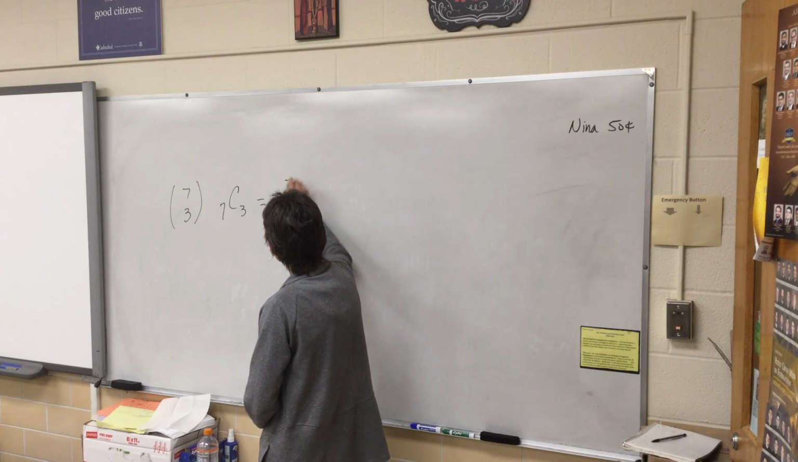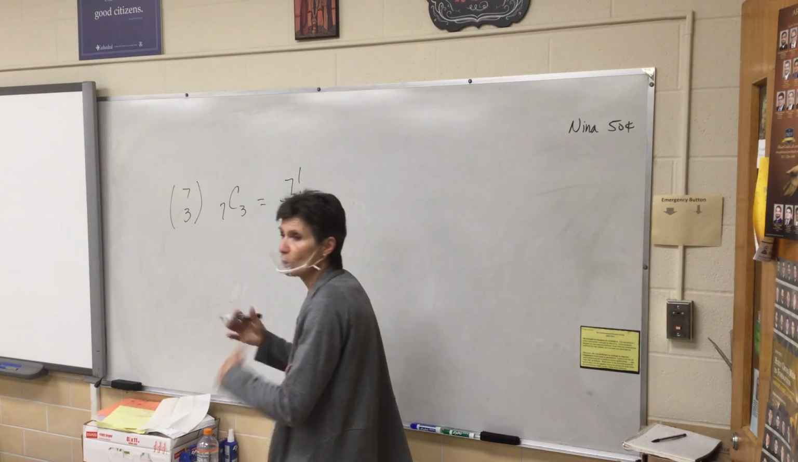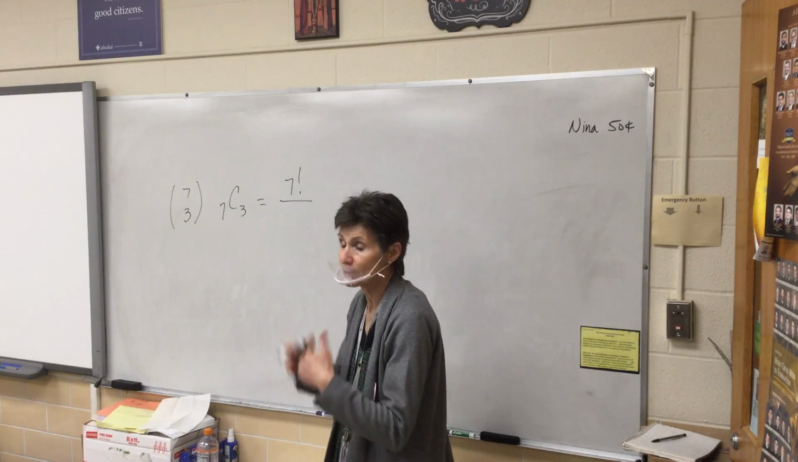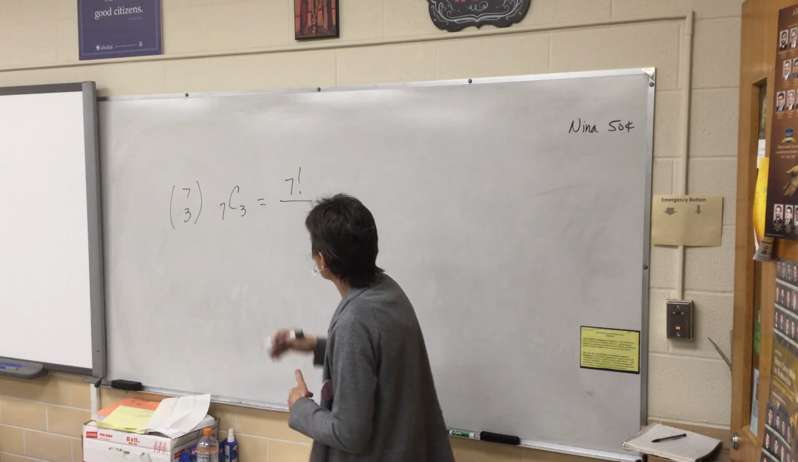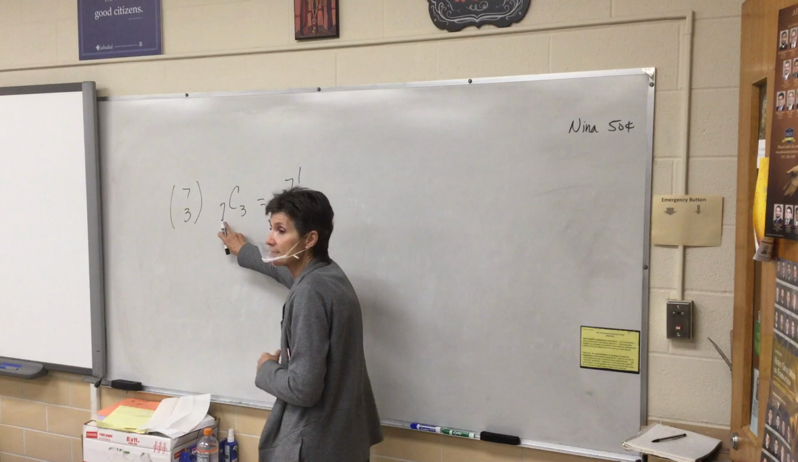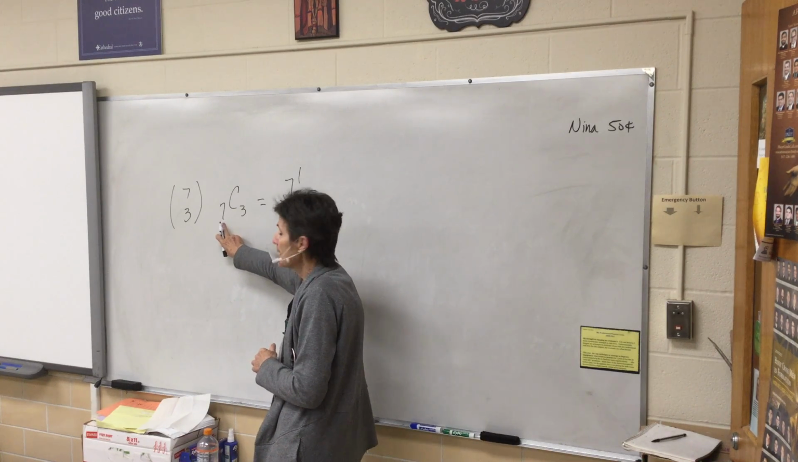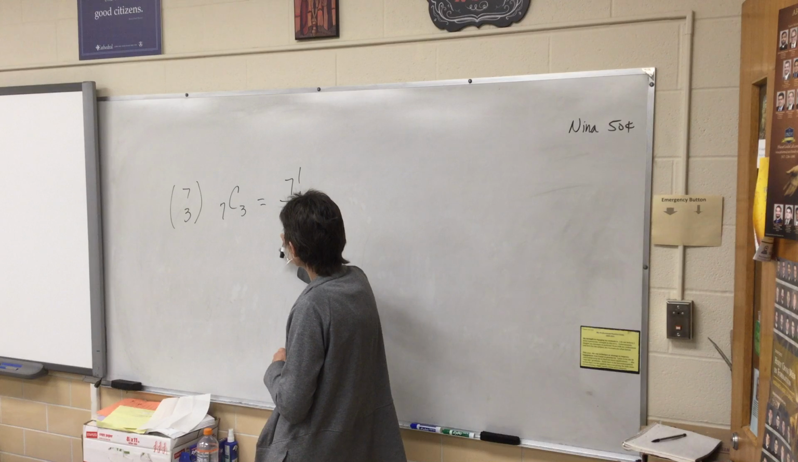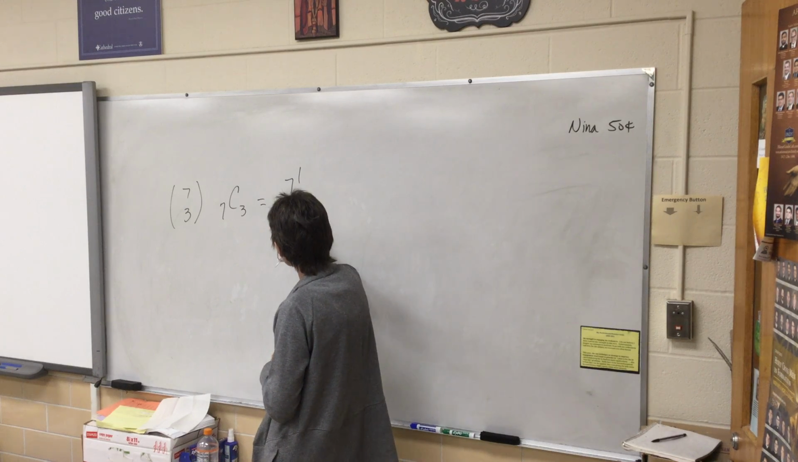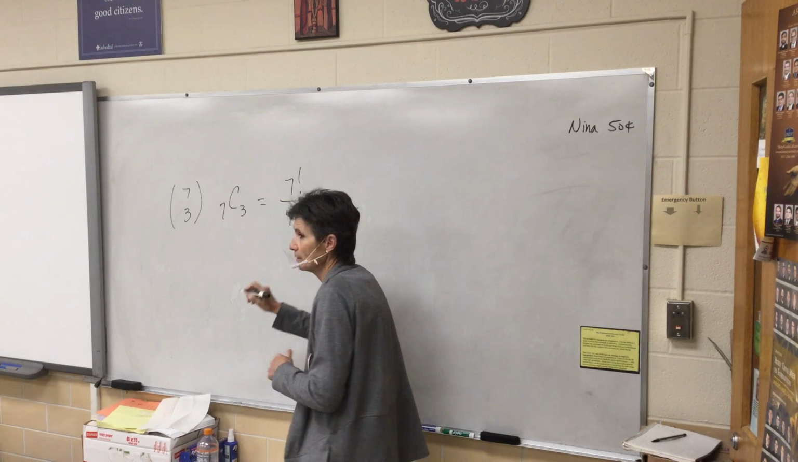You start with 7 factorial. So they're always going to be fractions, okay? You're going to set them up as fractions. And then in the numerator, the 7 factorial, that's this number right here. And then in the denominator, you're going to put a 4 factorial and a 3 factorial.